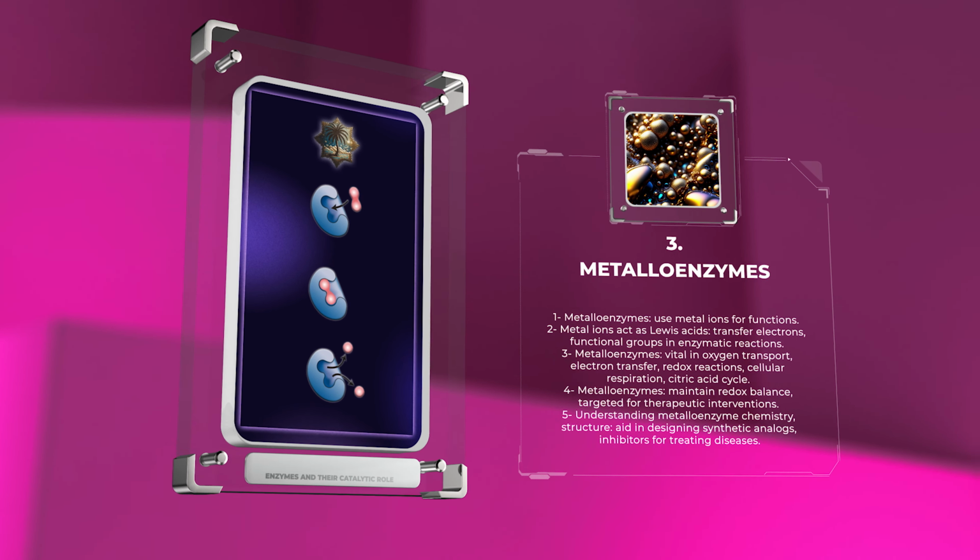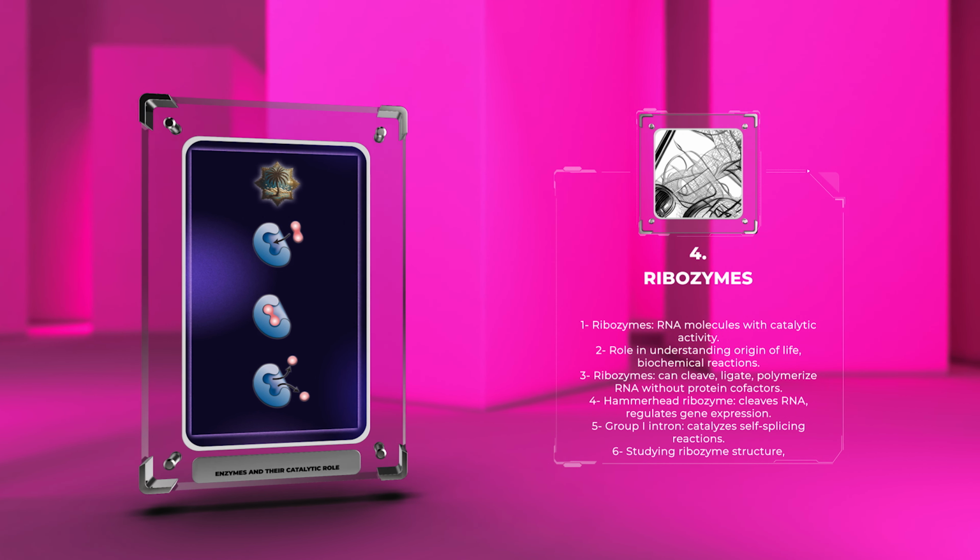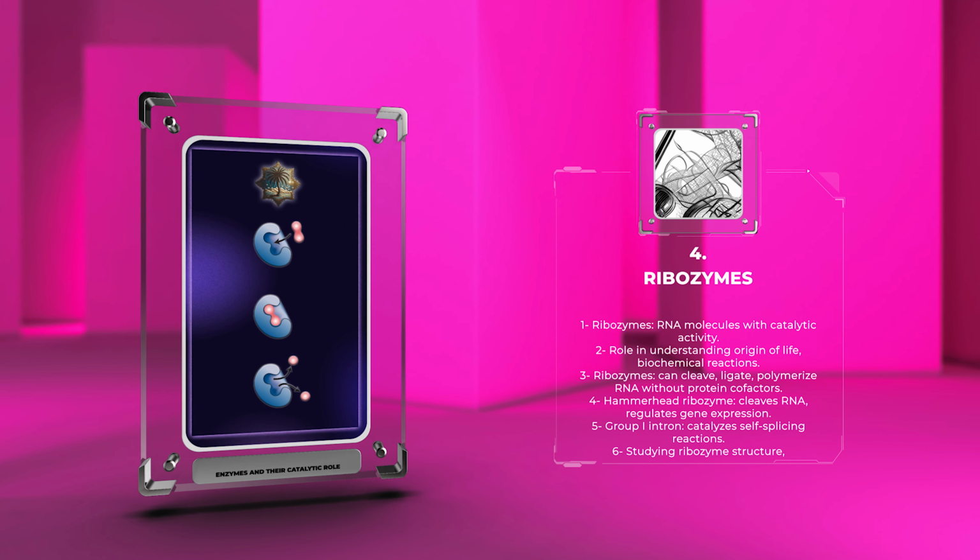Ribozymes are RNA molecules that have catalytic activity, challenging the notion that enzymes are only proteins. They play a role in understanding the origin of life and biochemical reactions. Ribozymes can cleave, ligate, and polymerize RNA without protein cofactors. They have revolutionized the RNA world hypothesis and highlighted RNA's role as both genetic material and a catalyst. Examples include hammerhead ribozyme, which cleaves RNA and regulates gene expression, and group I intron, which catalyzes self-splicing reactions. Studying ribozyme structure and mechanisms can lead to therapeutic strategies and artificial RNA enzymes.